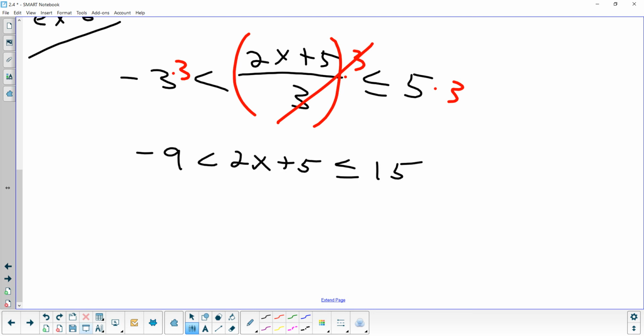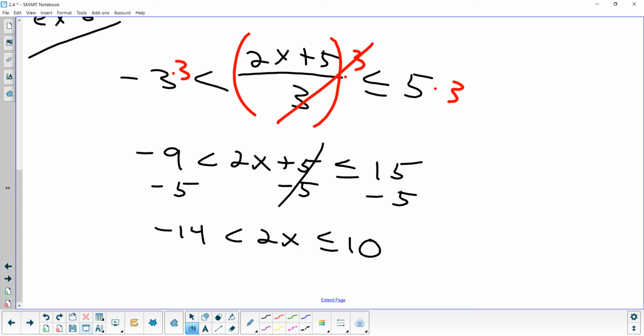Okay, how about Julie, what's my next step? Subtract 5. Yeah, subtract 5. Do it in the middle, do it on the left, do it on the right. -9 minus 5, it's going to give me -14, is less than 2x, less than or equal to 10.